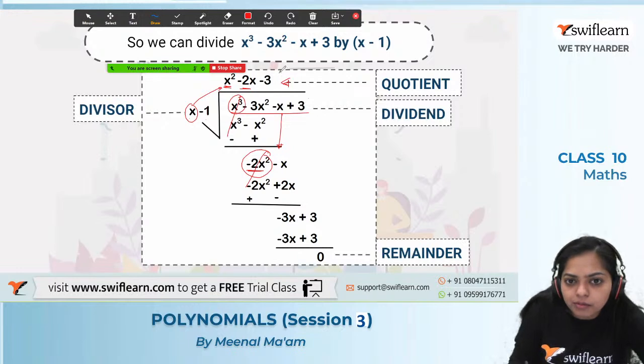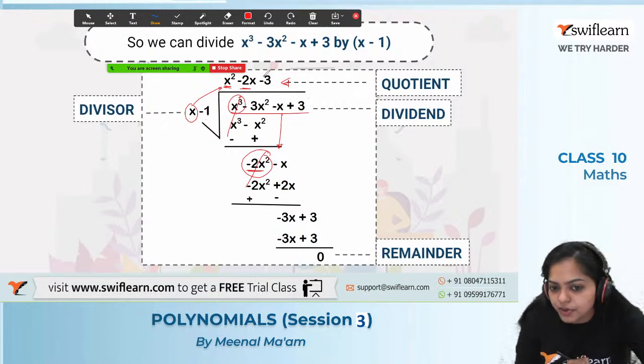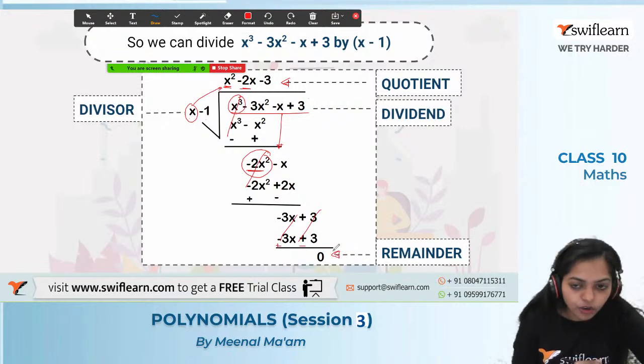Here it is x and here it is 3x. So what do I have to multiply? I have to multiply it by minus 3. So minus 3x plus 3, because when we multiply 1 by 3, what will I get? Plus 3. So minus 3x plus 3, and if I change the sign and multiply, then these two get cancelled and I will get what as a remainder? 0 as a remainder. Got it?